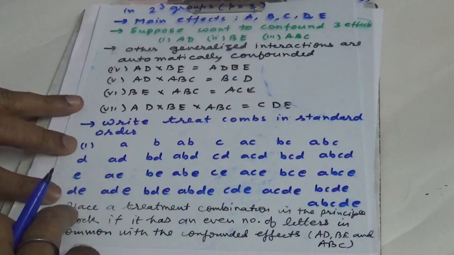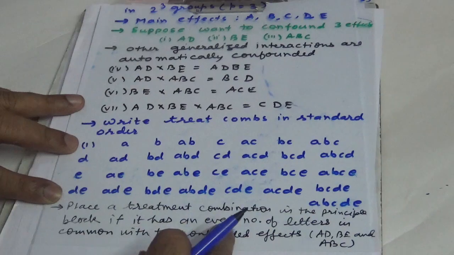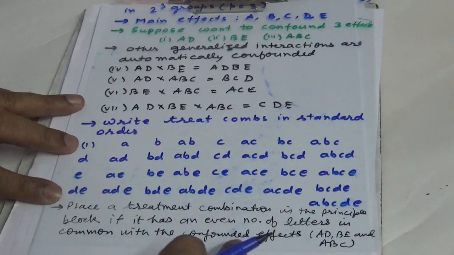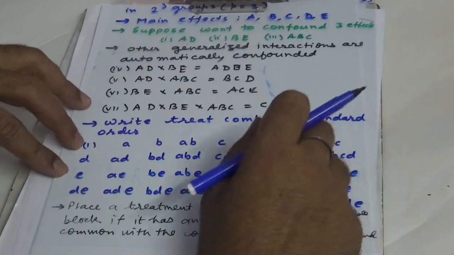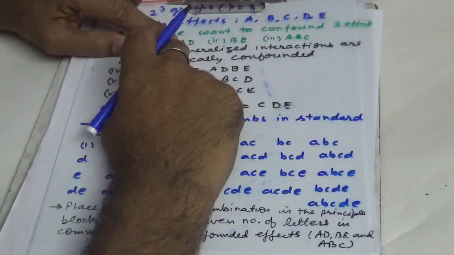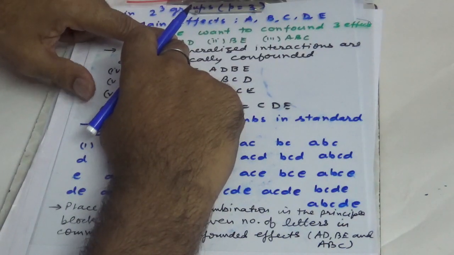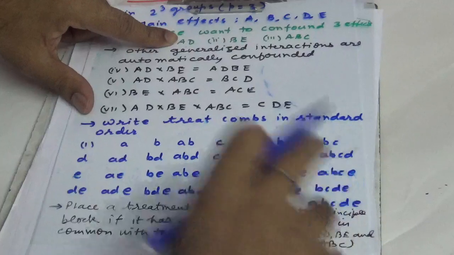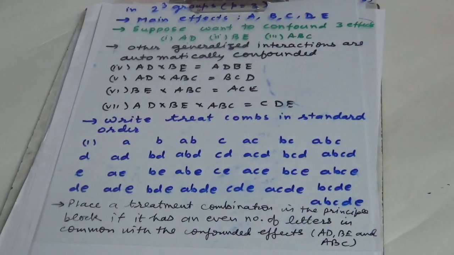So now I will say, place the treatment combination in the principal block if it has an even number of letters in common with the confounded effects, that is ADBE and ABC. Now how to obtain it? Let us try to take AD. Now I am going to check AD for the orthogonality with each of the elements over here. And how? Let us try to see.